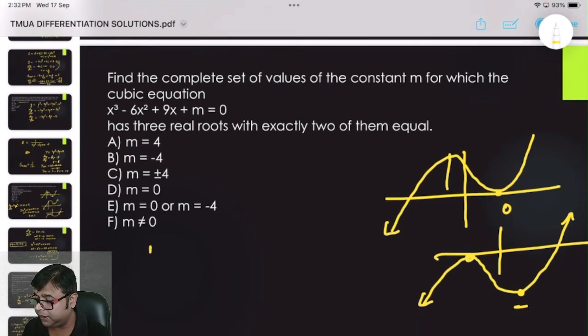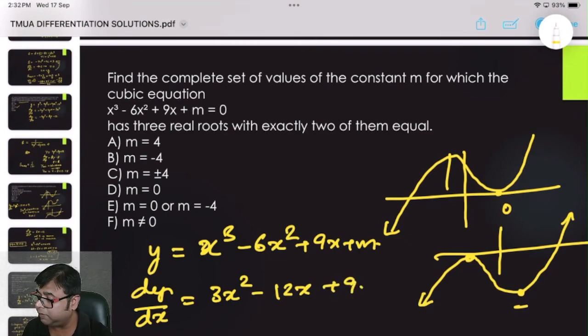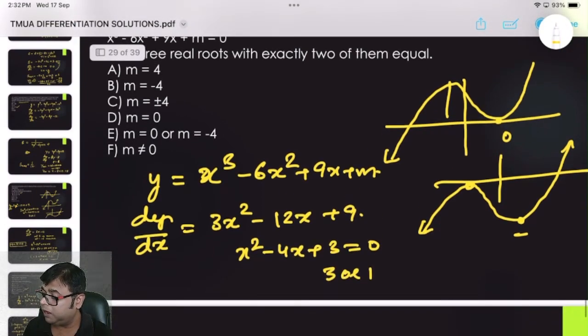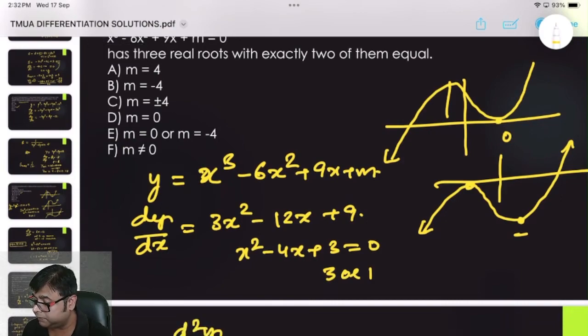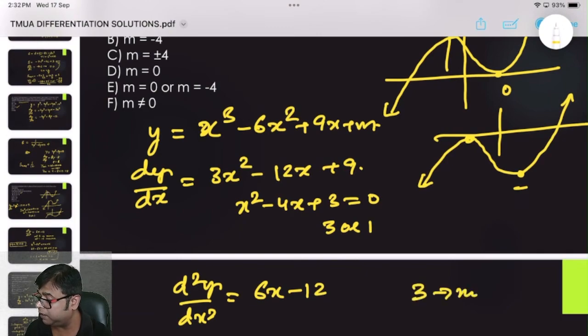So again, first of all, I find the derivative, plus 9x plus m. So dy by dx will be 3x square minus 12x plus 9. If I put it equal to 0, x square minus 4x plus 3 equal to 0 gives me roots 3 or 1. Now again, second derivative will be 6x minus 12. So at 3, I get the point of minima, and at 1, I get the point of maxima.